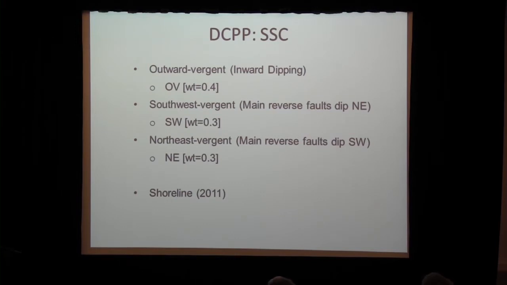And then the third one is the northeast vergent, which is abbreviated NE. So in the slides going forward, you'll see abbreviations rather than the full name. The other thing I'm going to plot on a lot of my plots is the results using the 2011 Shoreline Report SSE model. That's a reference from a couple of years ago, this was what was done for the characterization of the seismic sources.